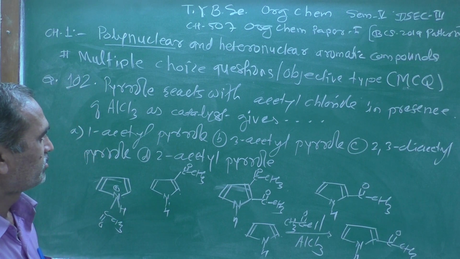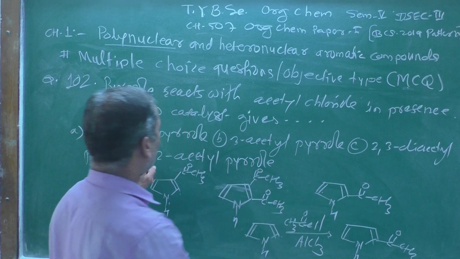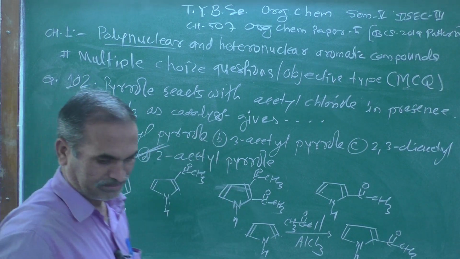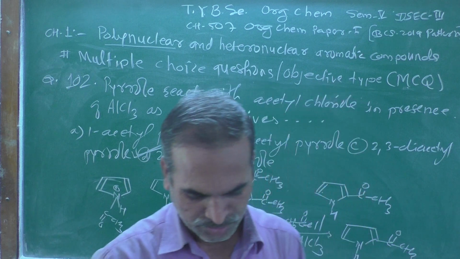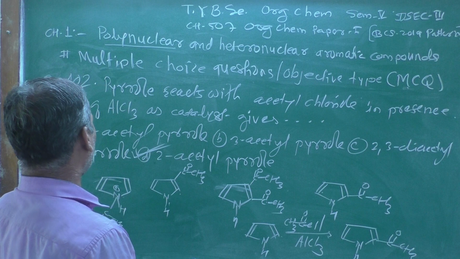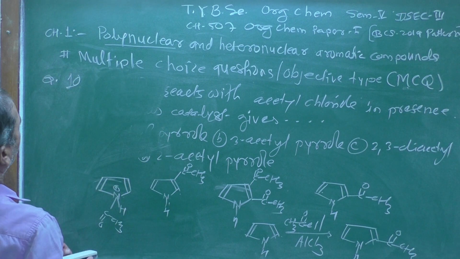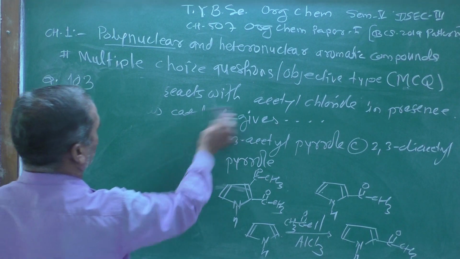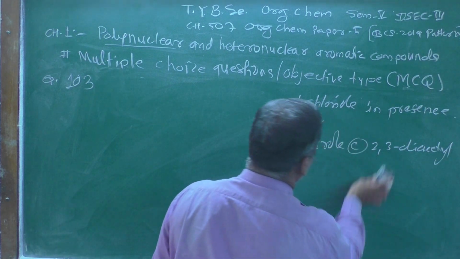Look here, which option is correct? Look at 2. So 2-acetyl pyrrole is the right answer. You can tick mark here or click here, whatever the rules are, do that. Now let us move on to the next question, 103.